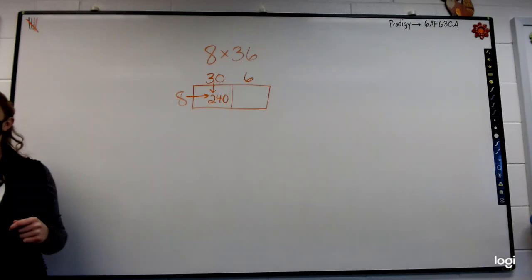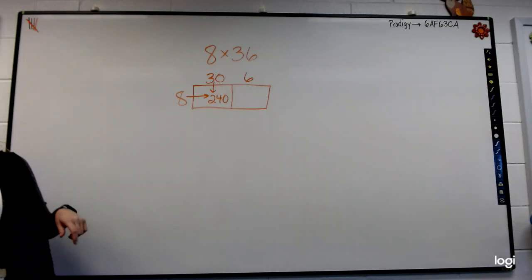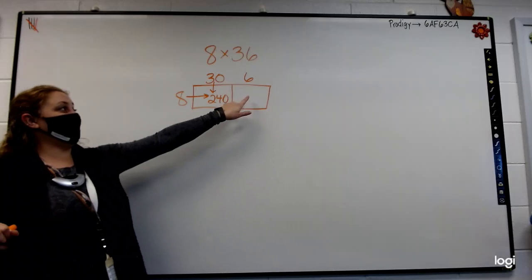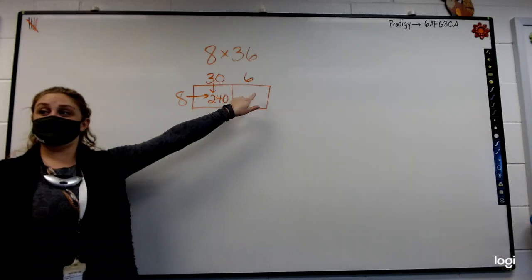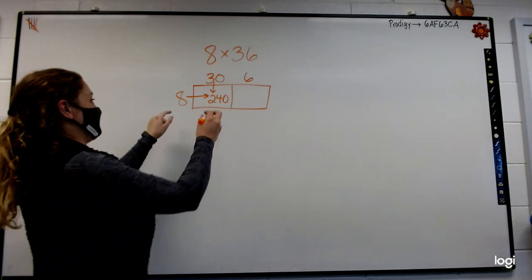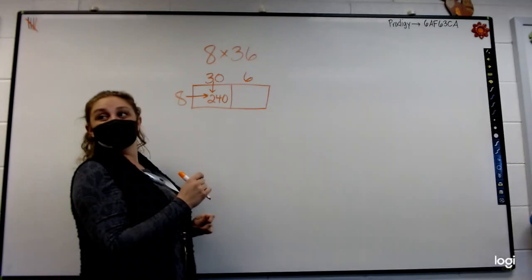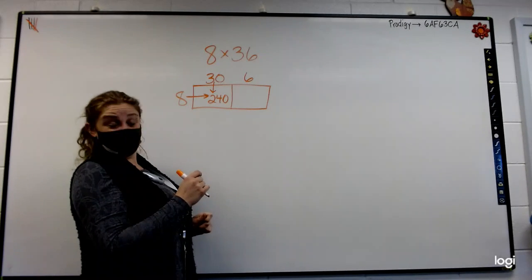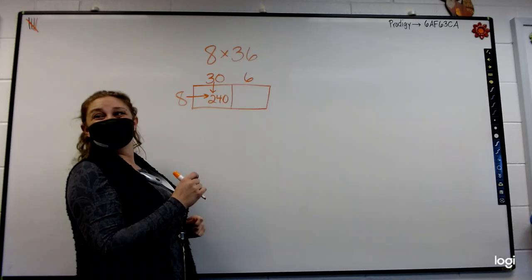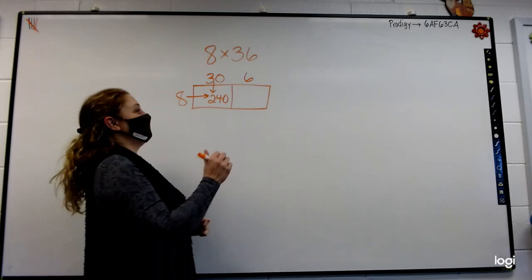I should only hear Angie's voice. Okay, nice job explaining that. Can someone explain how I find the number for this box? Josiah? 8 times 6. 8 times 6, right? They cross and meet here, which is what? 48. 48.